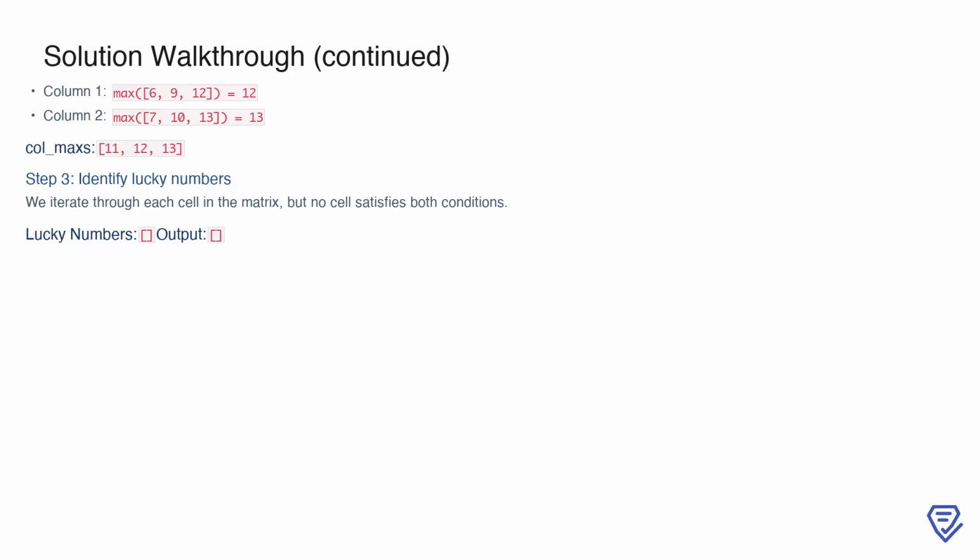Next, we calculate the column maximums. In column 0, the maximum value among 5, 8, 11 is 11. For column 1, the largest value in 6, 9, 12 is 12, and for column 2, the maximum value in 7, 10, 13 is 13. This results in column maximums of 11, 12, 13. After checking each cell in the matrix, we find that no cell satisfies both conditions of being a row minimum and a column maximum. Hence, there are no lucky numbers in this example, and the output is an empty list.